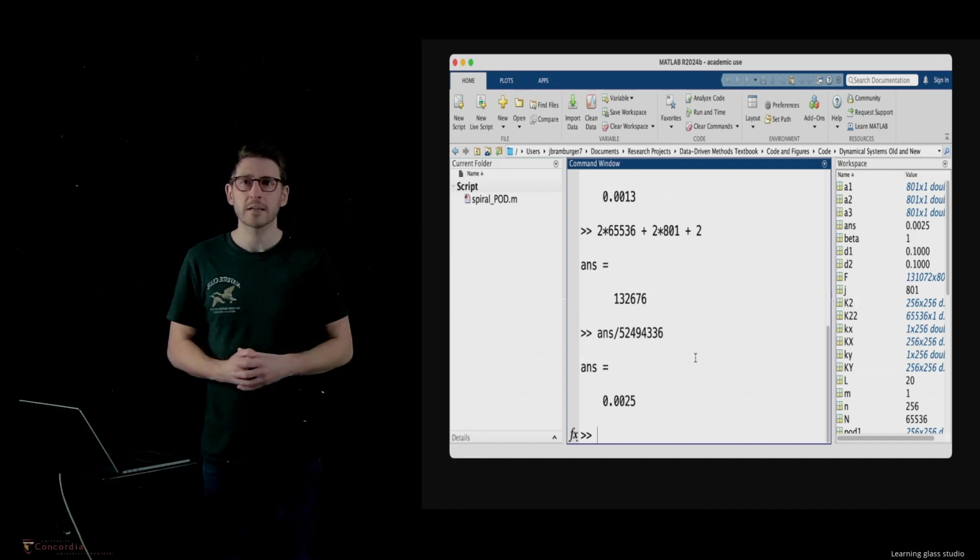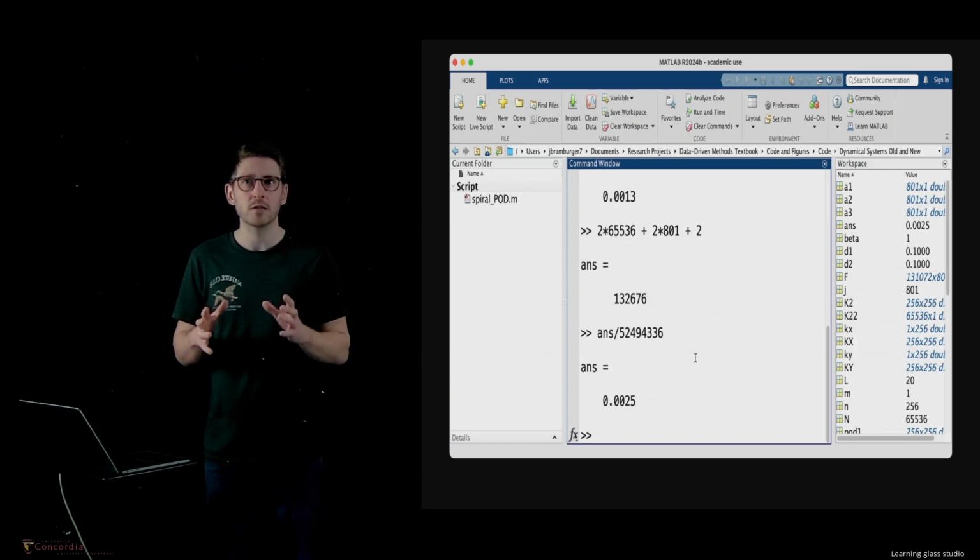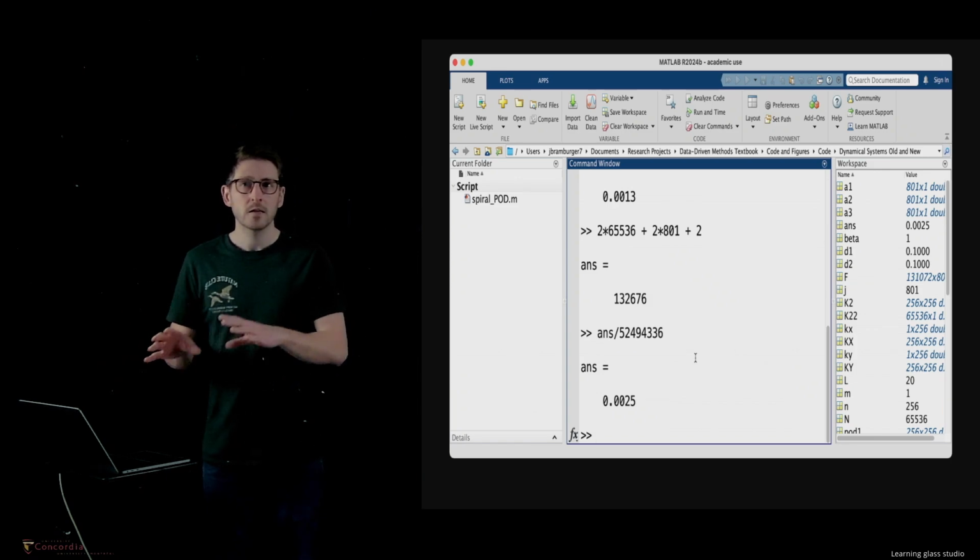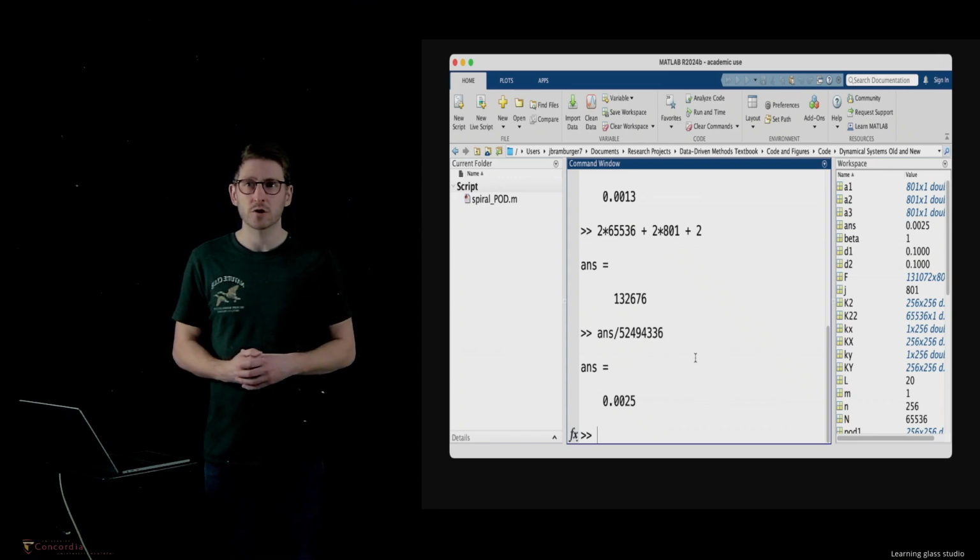When we come back in the next lecture, we're going to start talking about dynamic mode decomposition, a related but slightly different version of POD.